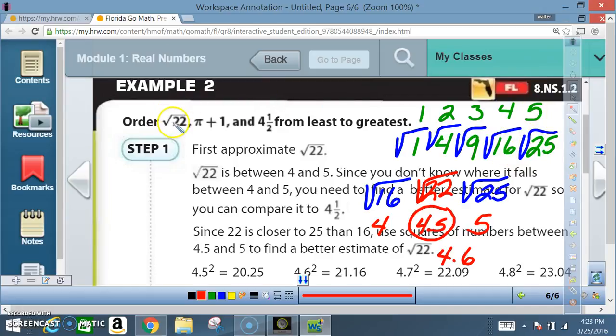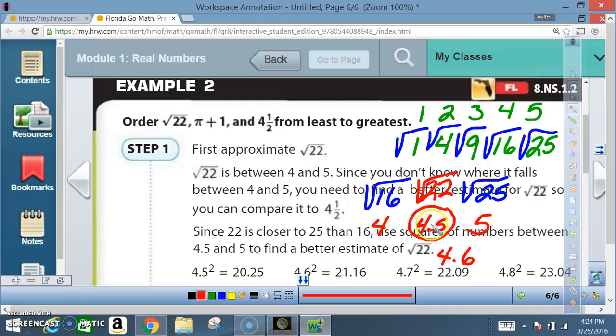Now we're talking about the square root of 22, so I put a square root around each number. Now I can easily tell where the square root of 22 falls. The square root of 22 is going to be between the square root of 16 and the square root of 25. The square root of 16 is 4. The square root of 25 is 5. Now we already know from previous lessons that the square root of 22 is between 4 and 5. Well, halfway between 4 and 5 is 4.5.